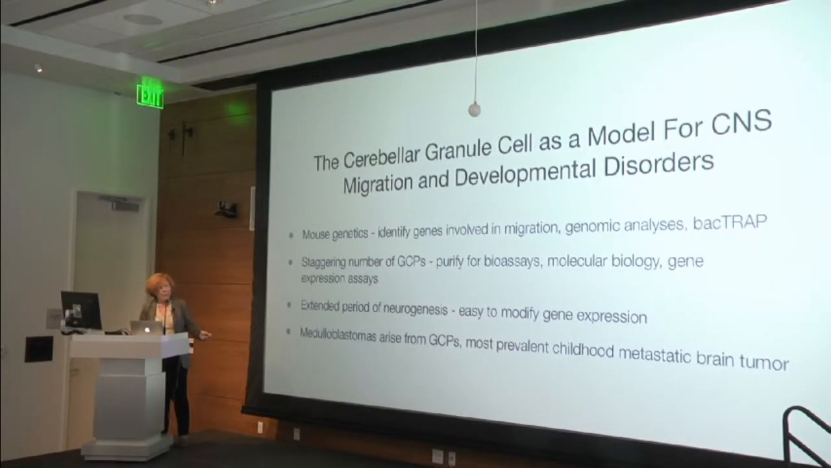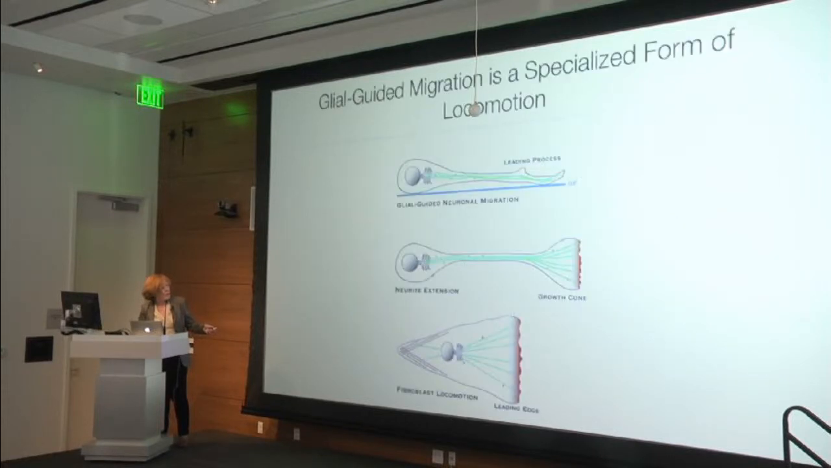The staggering number of granule cell progenitors. You can get 10 million from a single litter of mice. You can make cDNA libraries. You can make defined cell recombinations and so on. This extended period of neurogenesis, and last but not least, the granule cell is thought to be the cell of origin of the most prominent pediatric metastatic brain tumor, the medulloblastoma. So that's my pitch for the cerebellum.